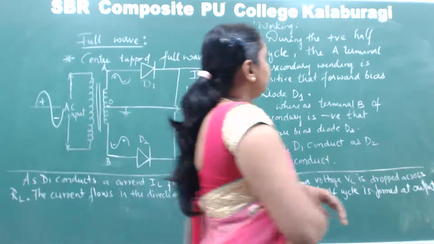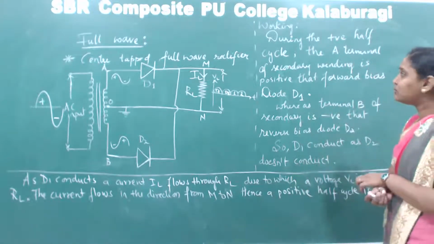Now what happens for the negative half cycle? I will just edit this portion only.